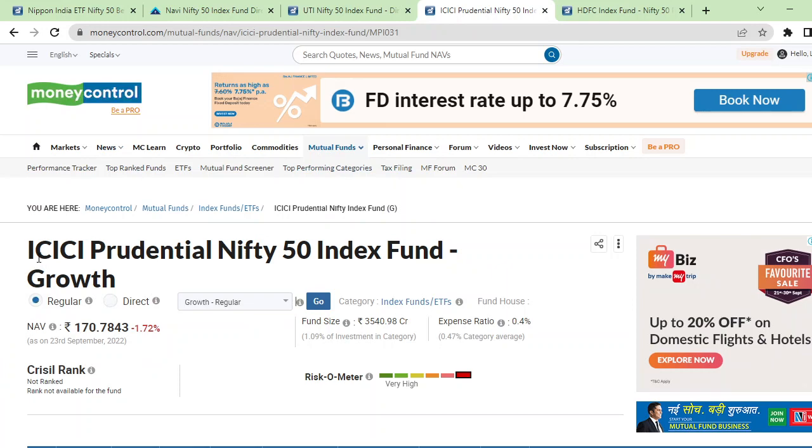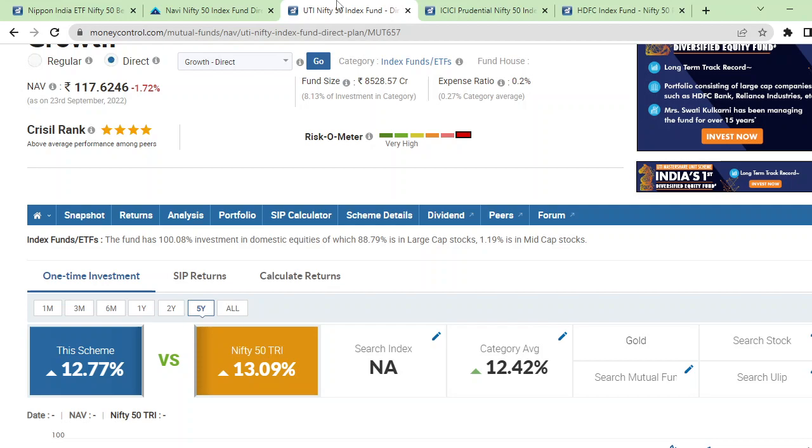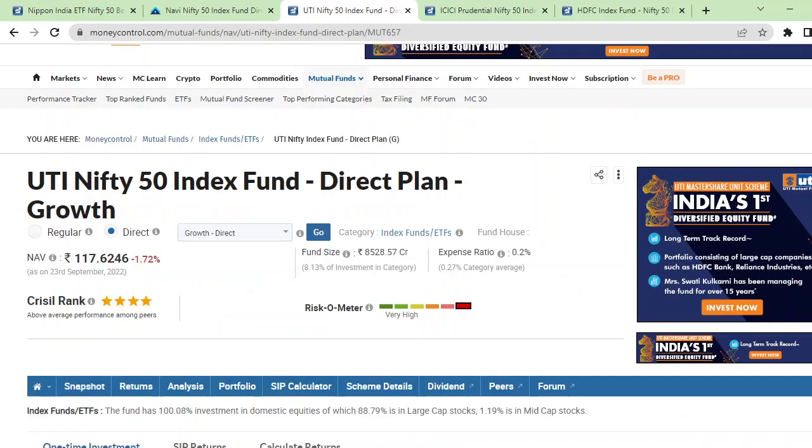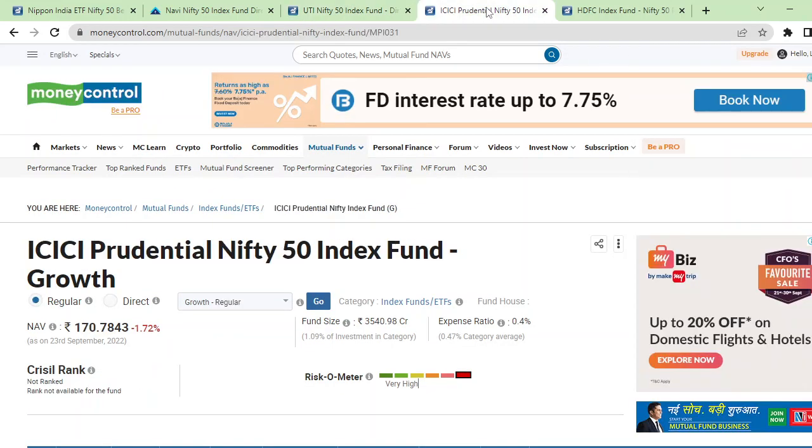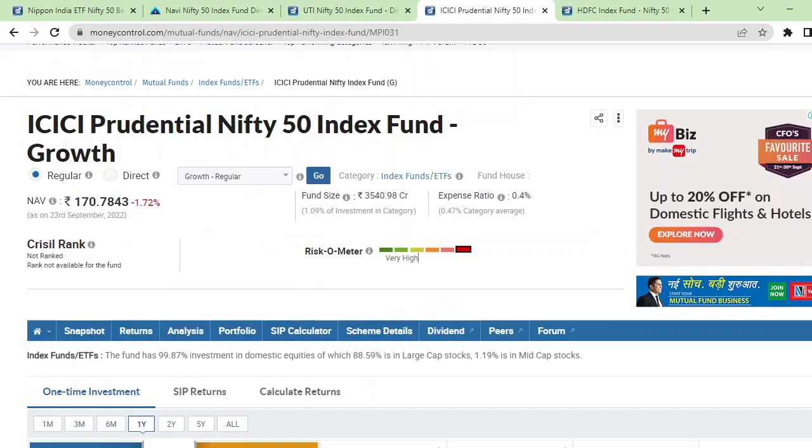Why? First, it is managed by ICICI Bank, the ICICI brand, so due to that, you can say it is a secure fund. The fund size is 3,540 crores. Expense ratio is 0.4, which is double what UTI is charging. You can clearly see it is double. And compared to Nippon India Nifty Base, you are going to pay 0.36% extra expenses here.